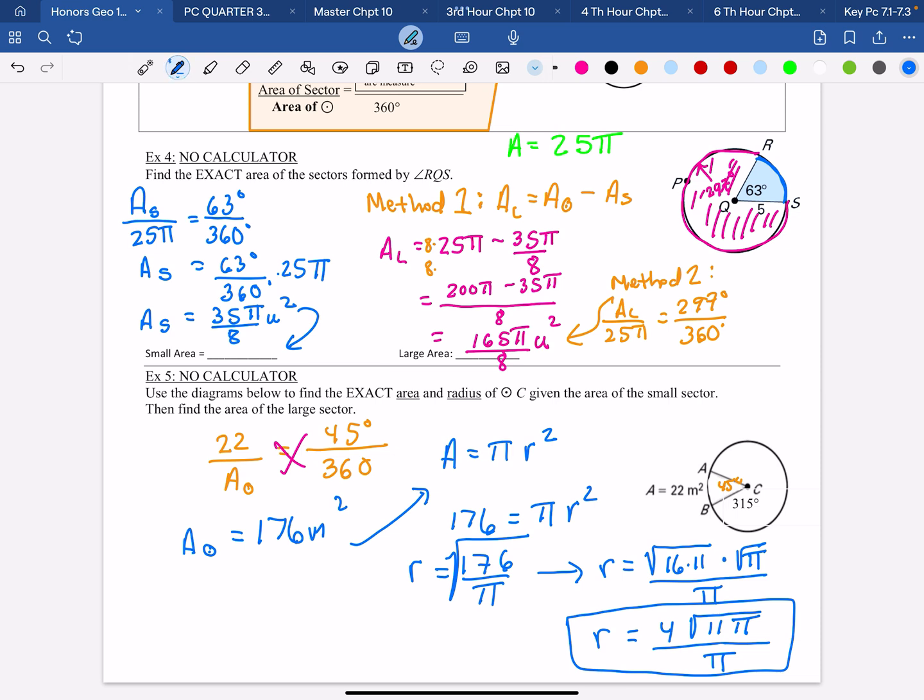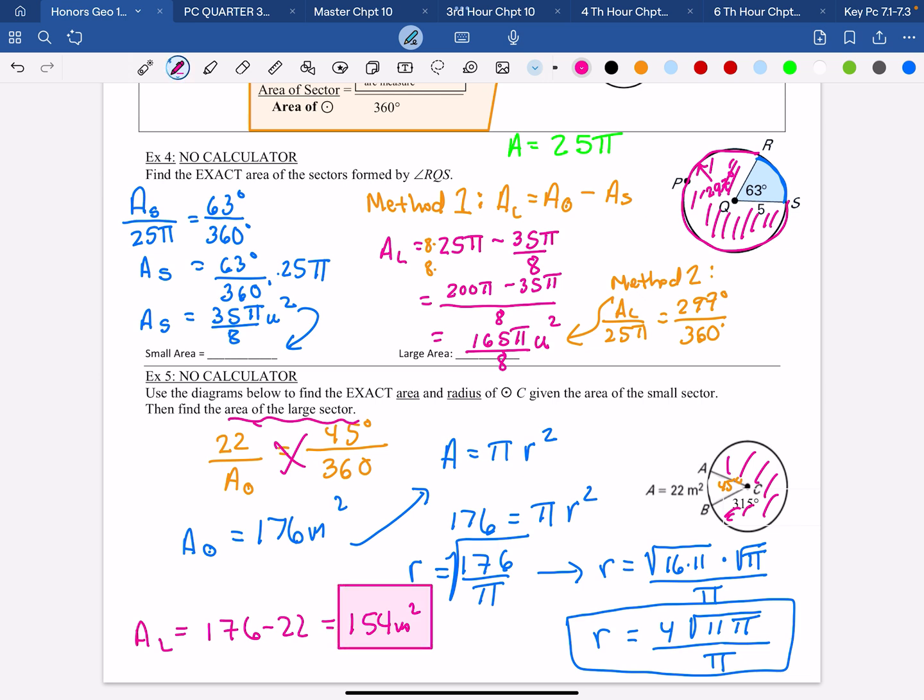Okay, so at the end, they may someday, you never know, ask you what is the area of the large. We're just going to do a little side note: the area of the large sector, so let's say this one right here, you would simply have to take the area of the circle and subtract the area of the small, which we know is 22. So the large sector would be 154 meters squared. And again, they did ask to find the area of the large sector as well. So you just simply have to subtract those.